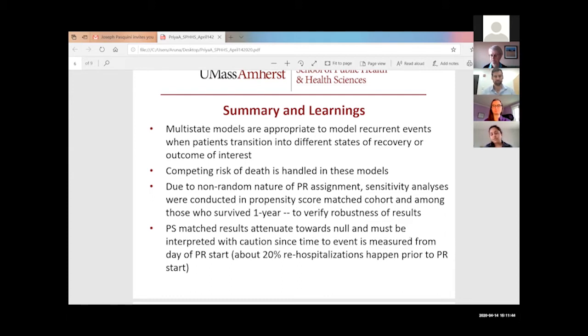However, the propensity score match results attenuated towards null, so we have to be a little more cautious in interpreting those, because there we are not looking at the follow-up time from discharge, but the follow-up time is from the day they start PR up to 1 year from there. So because they start at different times, the follow-up time can be very different.